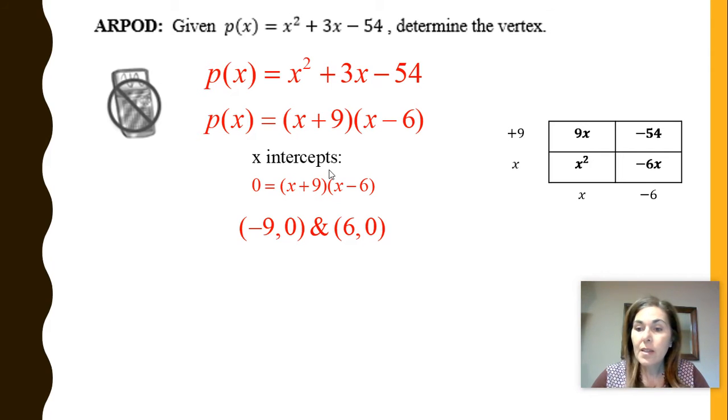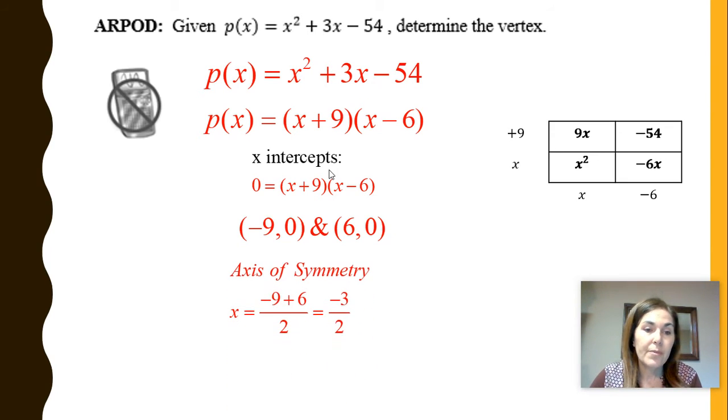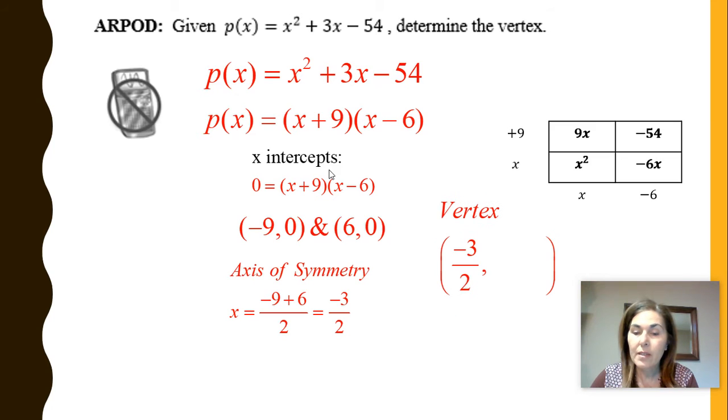And then the x-coordinate of the vertex is halfway between those. So to find the axis of symmetry, I would find the average: add them together and divide by 2. I actually get negative 1.5 or negative 3/2. So that's the x-coordinate of the vertex. And then to find the y-coordinate of the vertex, I'm going to plug that x-coordinate back into my equation. I can either use the factored equation or the one that I was going to start.